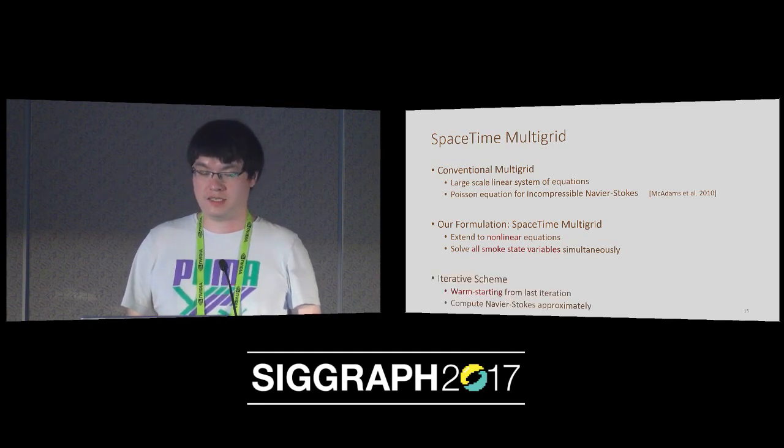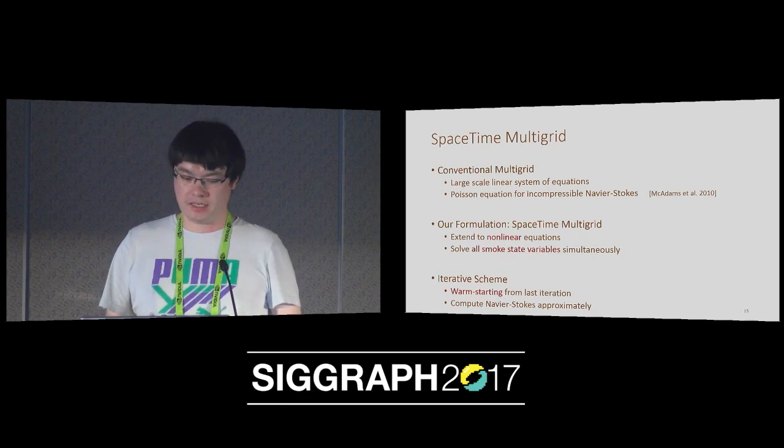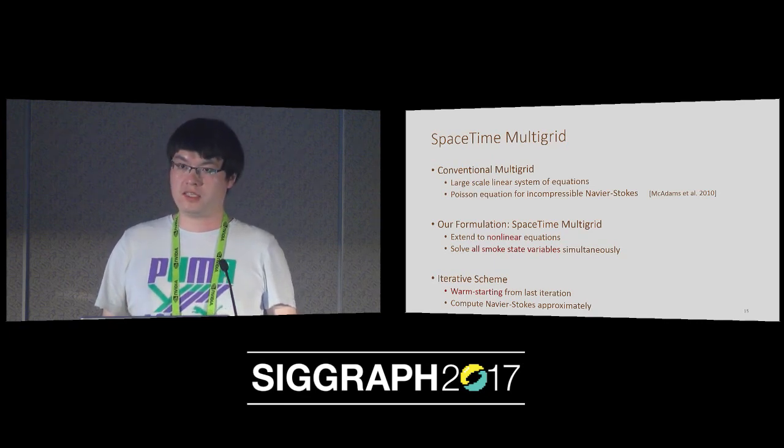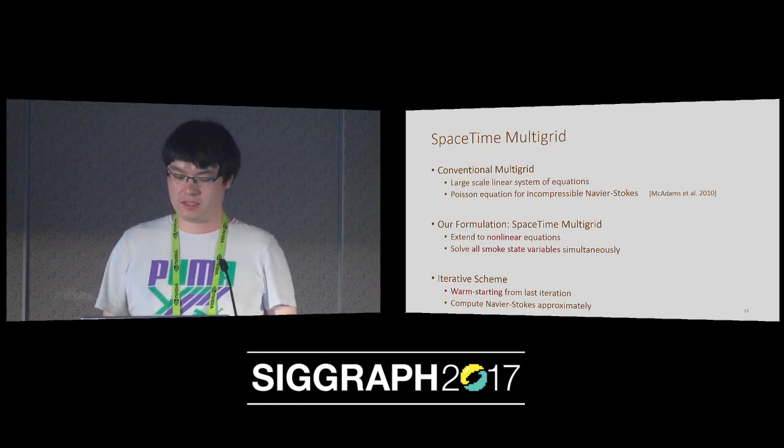The point here is that the multigrid solver is an iterative scheme by and in itself, so that we do not need to start from scratch. We can warm start it from last solutions, and this is how we achieve approximate Navier-Stokes approximation.